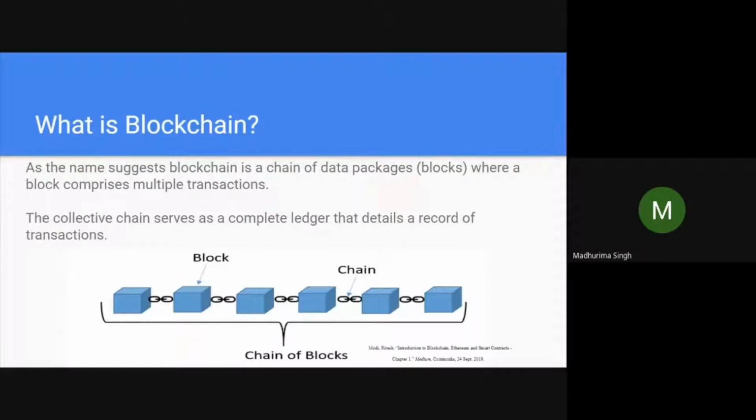As the name suggests, blockchain is a chain of data packages, otherwise known as blocks. Now, what exactly is a block? A block is a name for a small amount of data. For example, if we are dealing with financial transactions where each individual transaction is small, it is the details of when, how much, who's it from, who's it to.